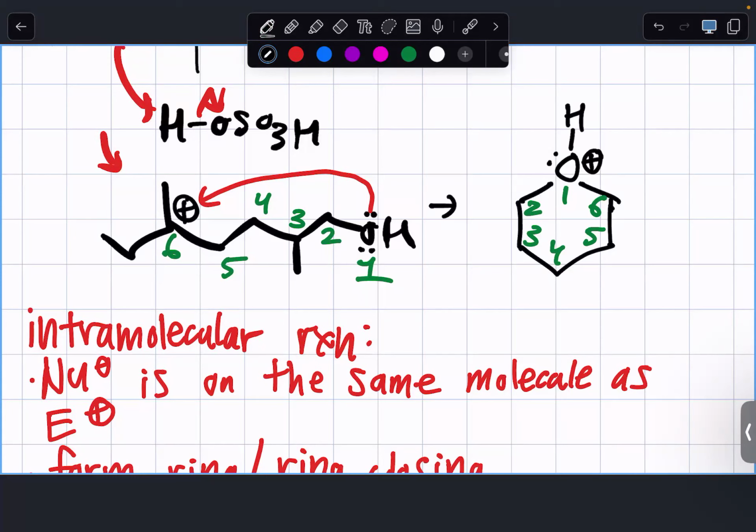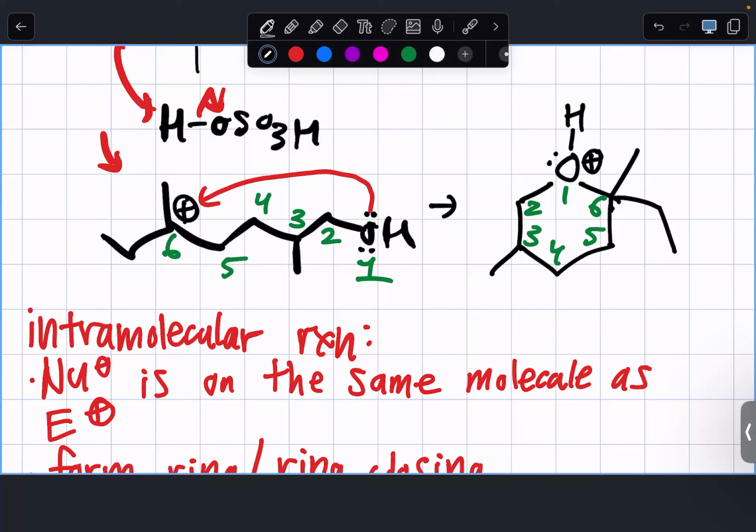What other groups are we missing on that ring right there? What other groups do I have to add, and on which carbon? Methyl group at carbon 3, that's right. And how about on carbon 6? What is on carbon 6? Yeah, there's 2 groups on the carbon 6, ethyl and a methyl.